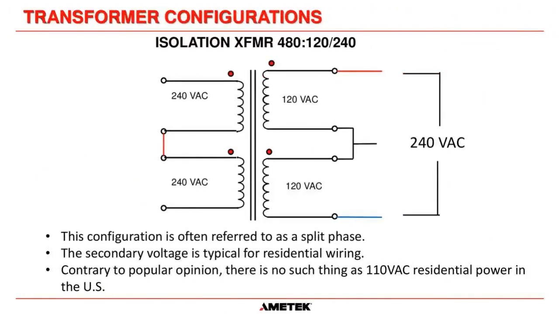Here's the same transformer reconfigured, still with the 480 volt primary, but 240 on the secondary. This is a common, at least the secondary configuration is common for residential use here in the US, where we call it a split phase. So it's 120 volt phase to neutral and then 240 volts phase to phase. I hear people talk about 110 volts all the time. I don't know that that exists in this country, but a lot of people like to call it 110 volts. The standard's 120 volts.